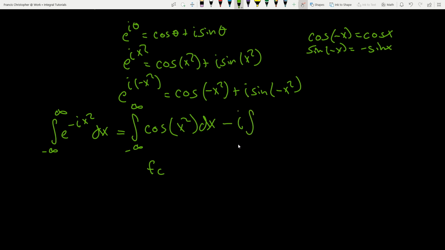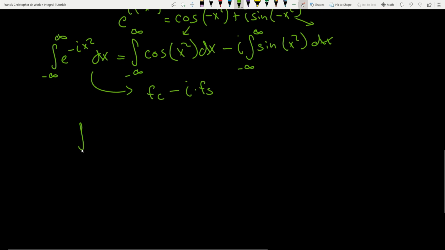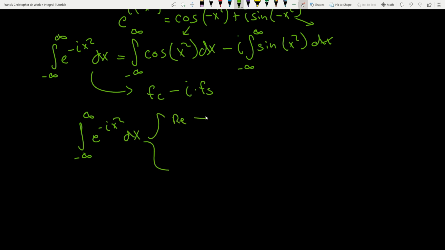And I kind of skipped the step where I integrated the entire thing. I hope you can see that I just split up these integrals. Sine of x squared dx. So this Gaussian integral is actually just Fresnel cosine minus I times fs. So this crazy Gaussian integral, the real part of this is going to be fc, and the imaginary part is negative f of s.